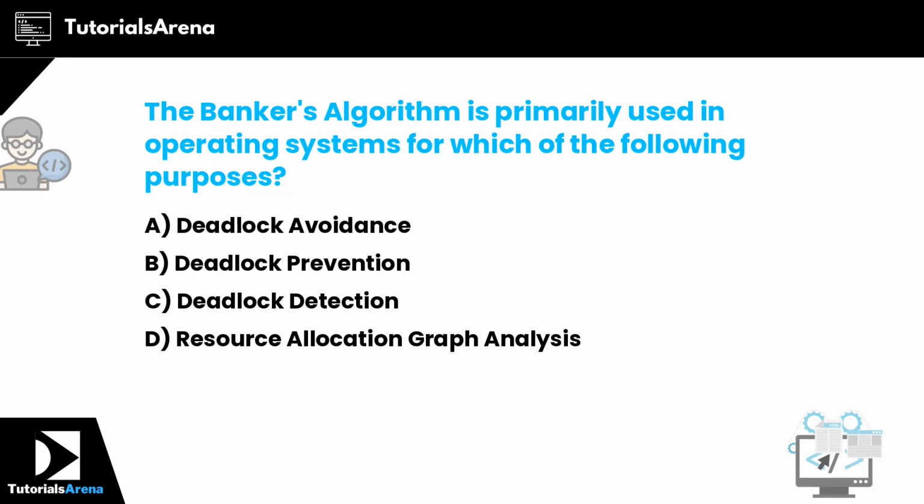The banker's algorithm is primarily used in operating systems for which of the following purposes? The correct answer is option A, deadlock avoidance.